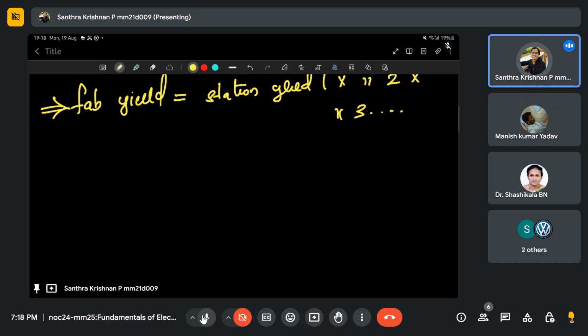In each station during processing, there is a possibility that some external defect can be introduced. This also eventually affects the fabrication yield. Then finally, mask defects. In case of mask defects, instead of the defect happening to the wafer, the initial mask itself will be defective. That also will affect the fabrication yield. So these are the factors affecting fabrication yield.